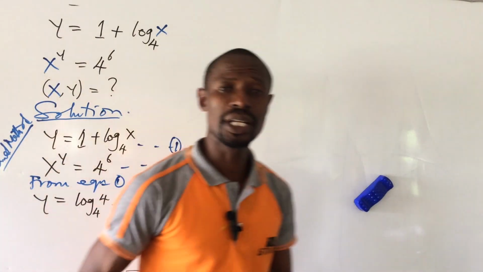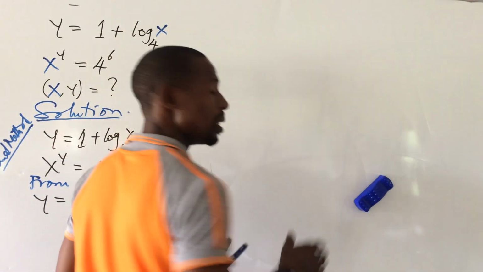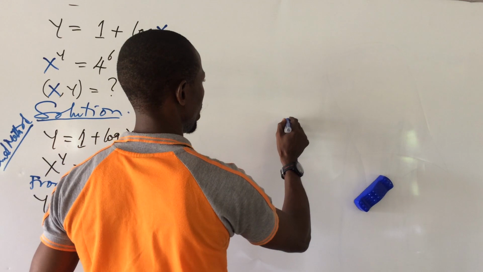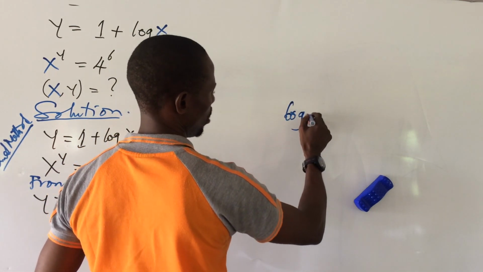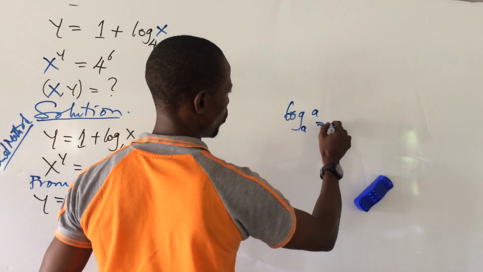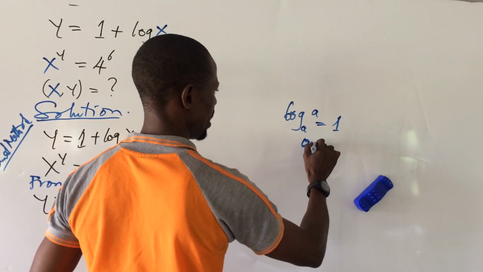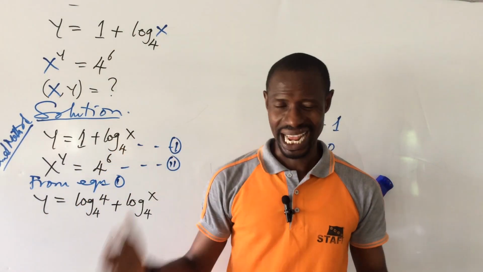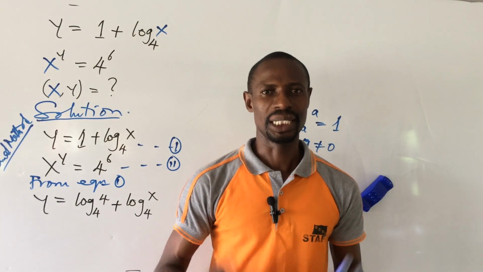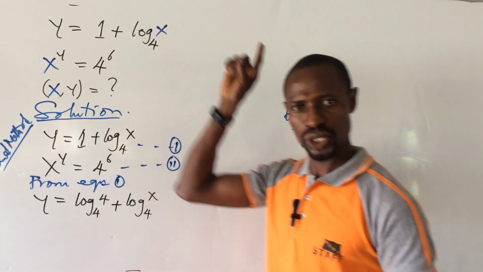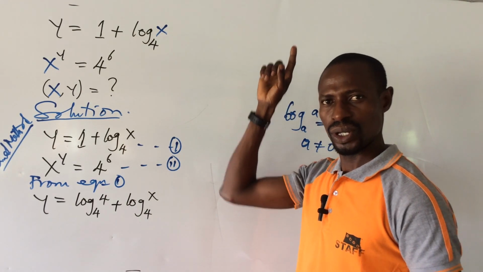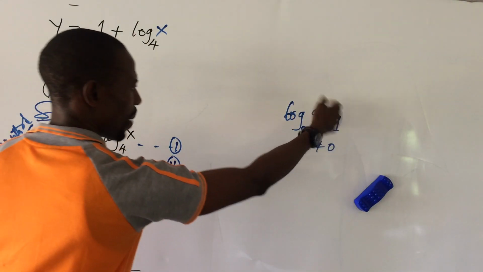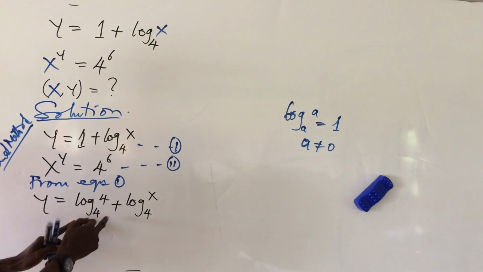Why is it so? There's a law in logarithm which says that the log of any number base itself is equal to 1. For instance, if you have log a base a, this is equal to 1, provided a is not equal to 0. As a matter of fact, I have a video on the 9 laws of logarithm, and it's also showing up here. You can equally watch that video to see what is happening here. This law is also among the nine. So if we apply this law to this, we're going to have this.